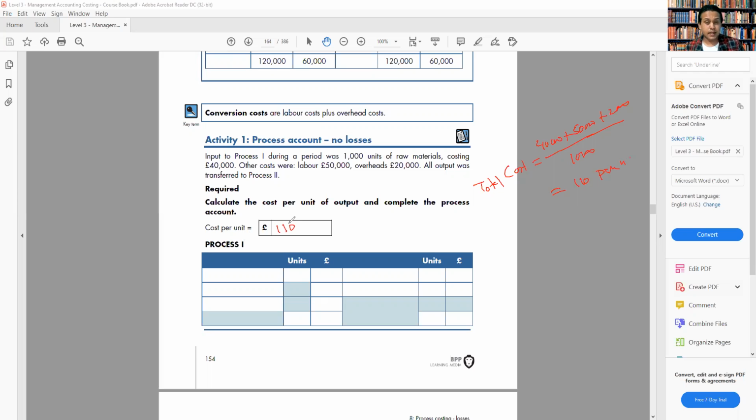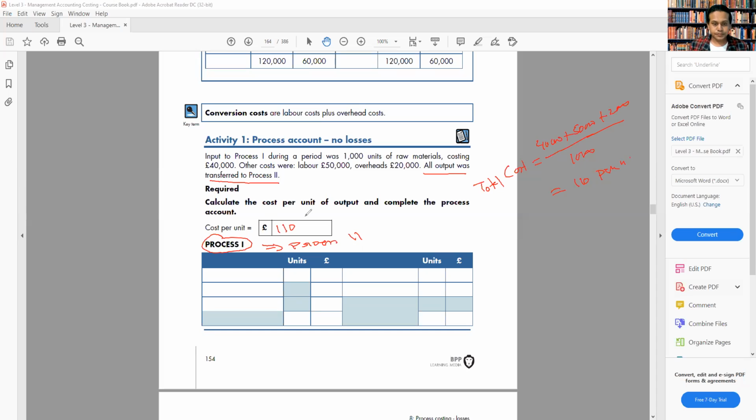Cost per unit is 110. Remember that even though the cost per unit is quite easy to calculate, you have to remember the process account. The process account is process 1. So we are working on this account and ultimately will transfer to process 2. The question says all output was transferred to process 2. So we will work on process 1, but after that we'll transfer everything to process 2.